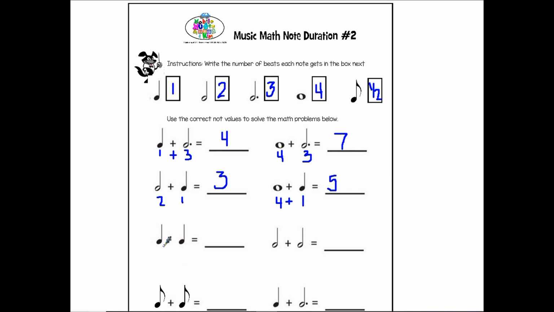What type of note? Quarter note. How many beats does it get? 1. Same thing. Quarter note gets 1 beat. Gives us how many? 2. What type of note? Half note gets how many beats? 2. Plus another half note gets 2 beats. 2 plus 2 is 4.